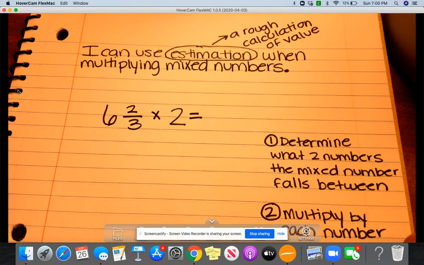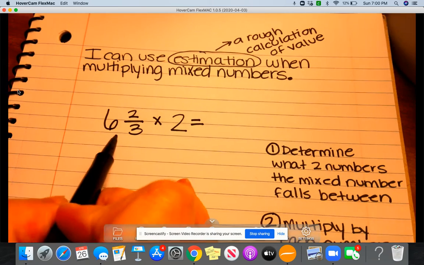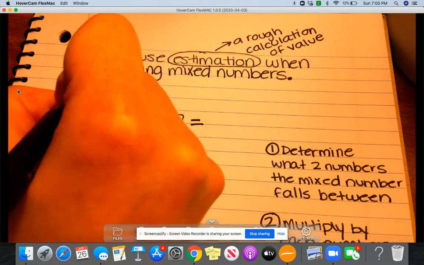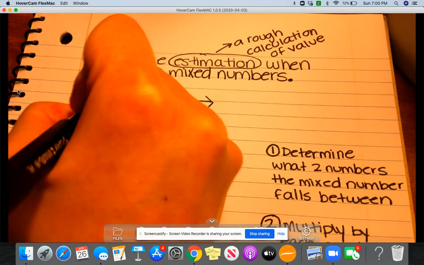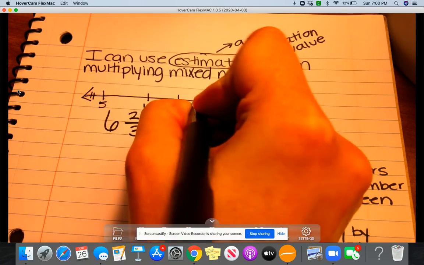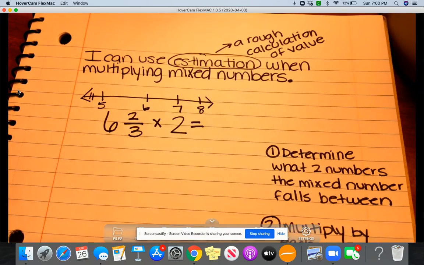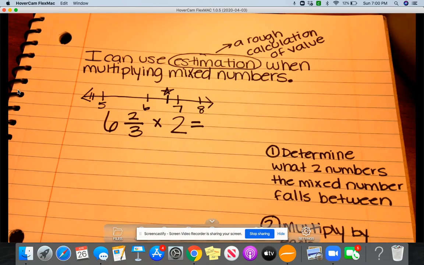Step 1, determine what two numbers the mixed number falls between. Okay, so 6 2/3. If we think about 6 2/3 on a number line, where is it going to fall? So if we have 5, we have 6, we have 7, we have 8. 6 2/3 is going to fall between 6 and 7 on the number line. Those are the two whole numbers it falls between, 6 and 7.